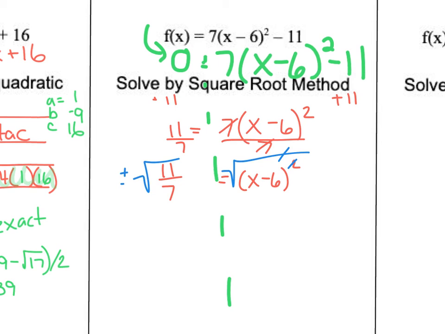So now I have x minus 6 on the right, and I have plus or minus the square root of 11 over 7. And I'm going to rewrite that because I'm not allowed to have a square root down in the denominator. It's not considered simplified. So I'm going to rewrite that as the square root of 11 over the square root of 7.